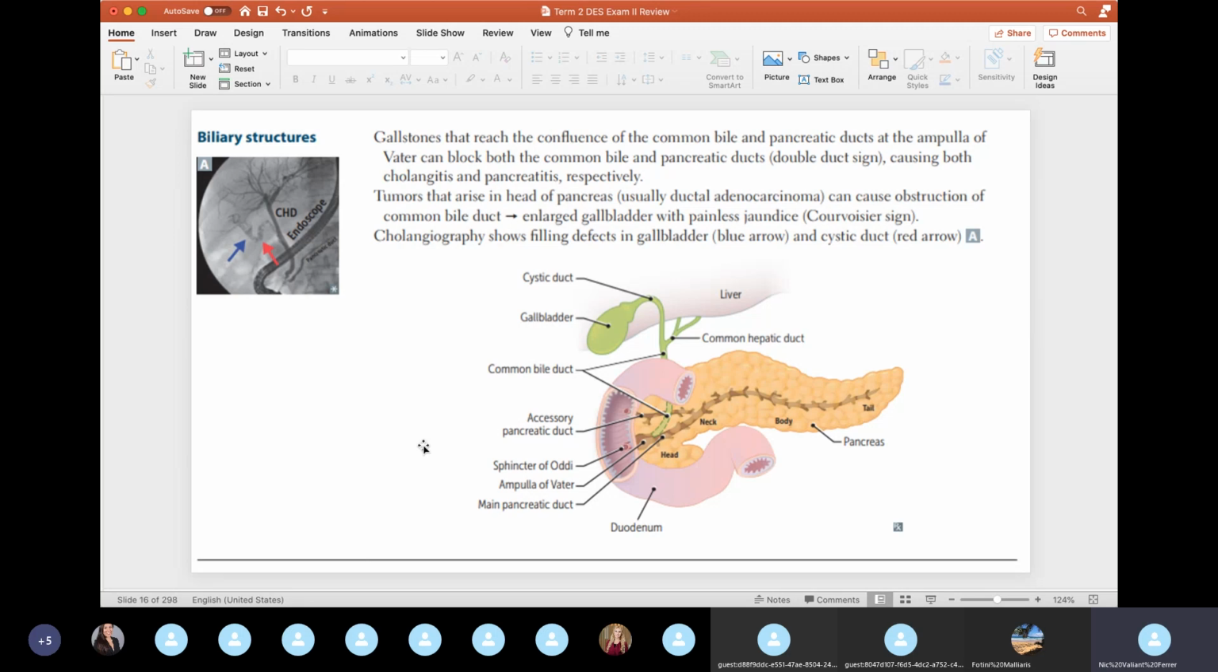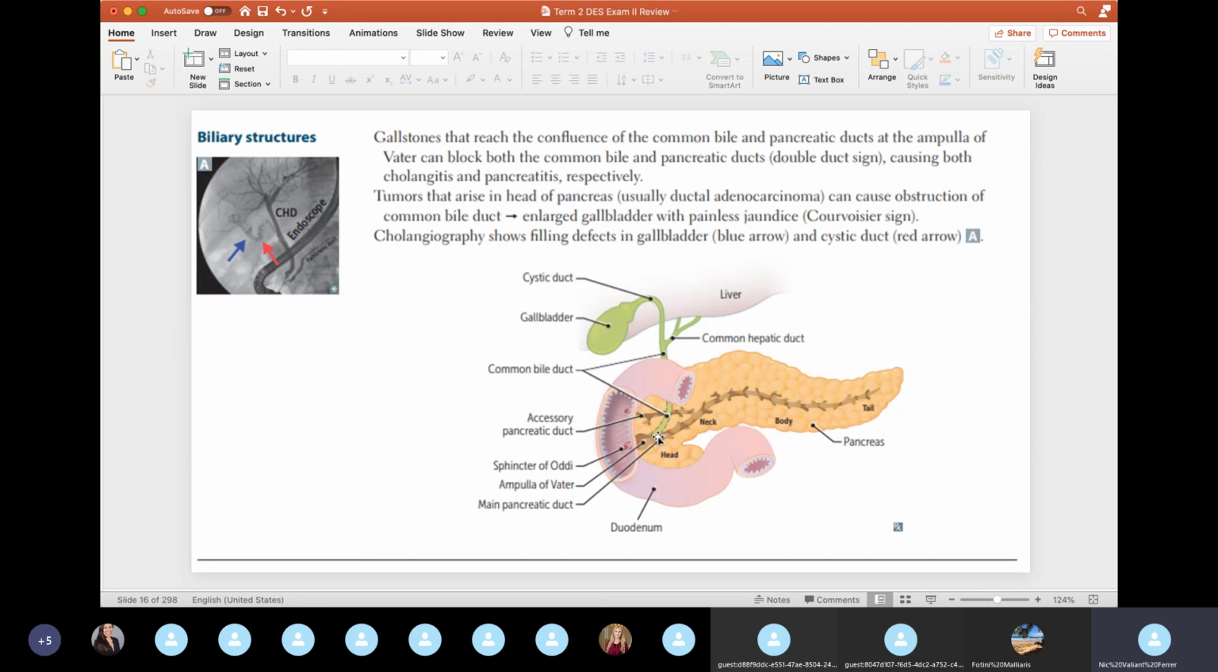Okay. So let's summarize here. Do I need to know the biliary structures? Yes. The basic anatomy, right? Don't forget that the gallstones that reach the confluence of your common bile and your pancreatic duct at the ampulla of Vater can block the common bile duct and pancreatic duct. So if the gallstone is here, ladies and gentlemen, it can block both your common hepatic duct and your accessory pancreatic duct.